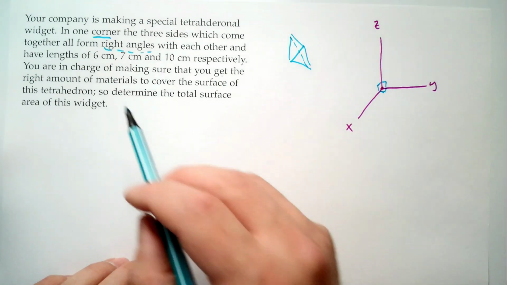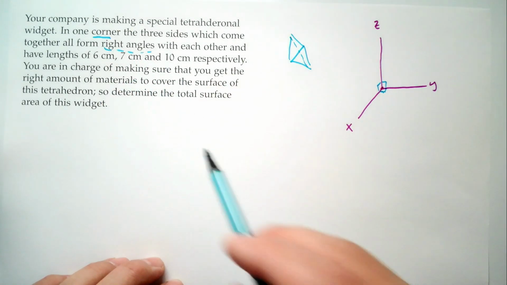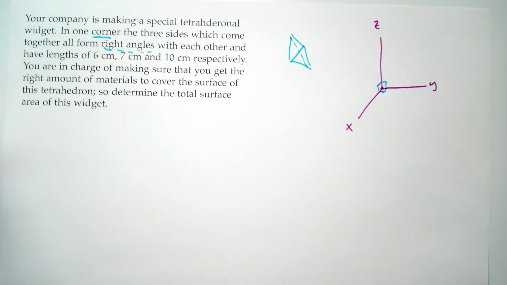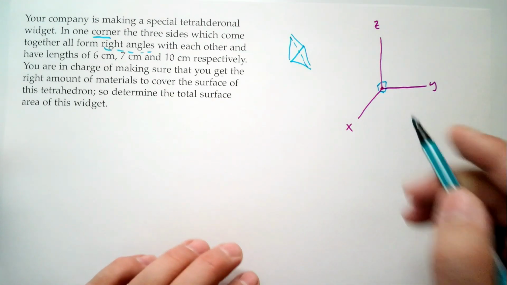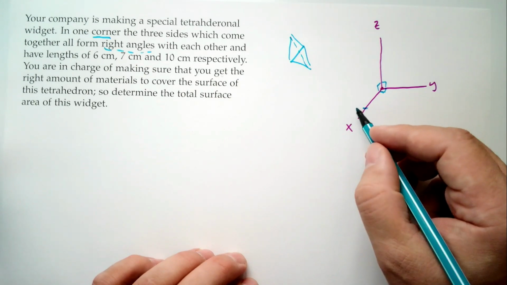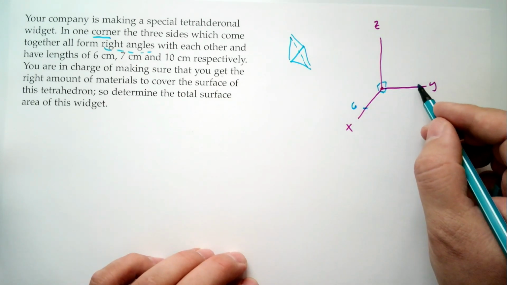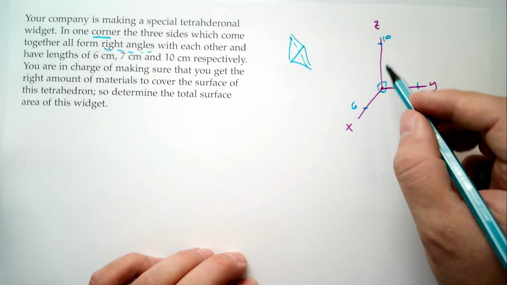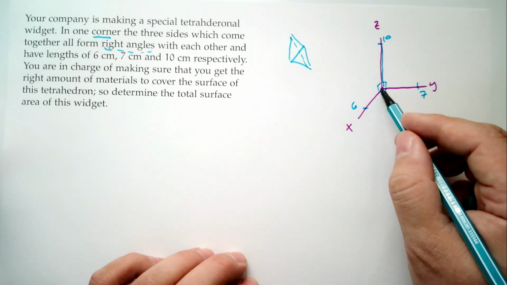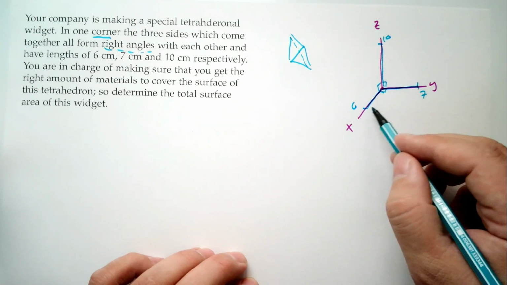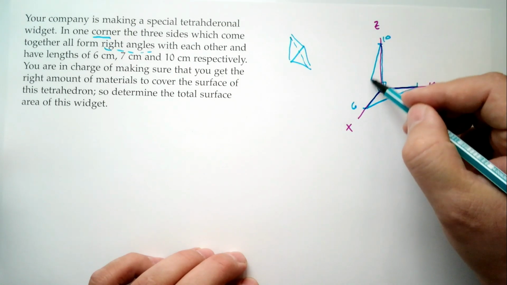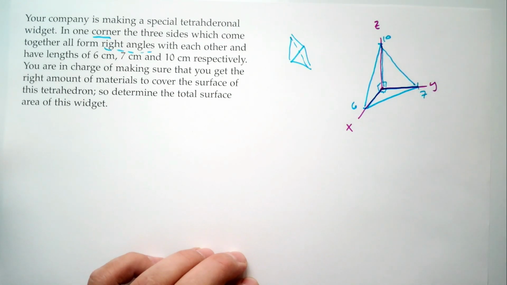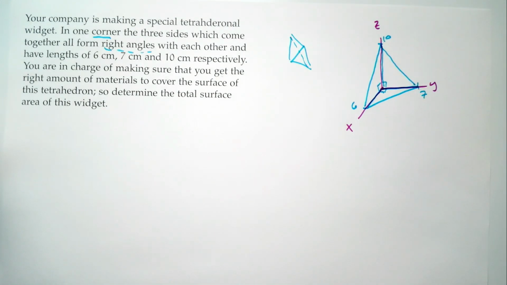Then there are 6 centimeters, 7 centimeters, and 10 centimeters. Of course, the question is which one is 6, which one is 7, which one is 10? The answer is, we just pick. It doesn't matter. So let's say it goes 6 out in the x direction, 7 out in the y direction, and 10 up in the z. Now we actually have a pretty good picture of our tetrahedron. It looks something like that. Okay, so there's our tetrahedron.